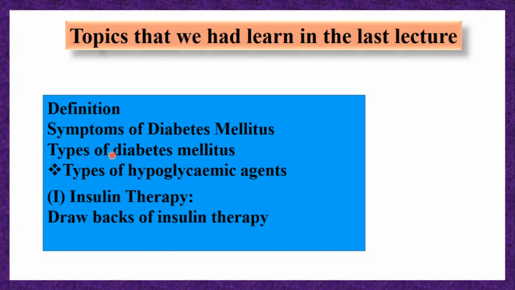Then the third one is type 3 diabetes. It is caused by indirect factors such as abnormalities in insulin receptor, pancreatic disease, and hormonal imbalance, and it may be induced by prolonged use of highly potent and toxic drugs. So this type 3 diabetes can be caused by some highly potent and toxic drugs, and it is caused by indirect factors such as abnormality in insulin receptor, pancreatic disease, and the hormonal imbalance.